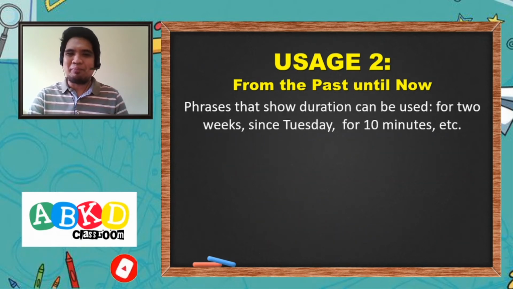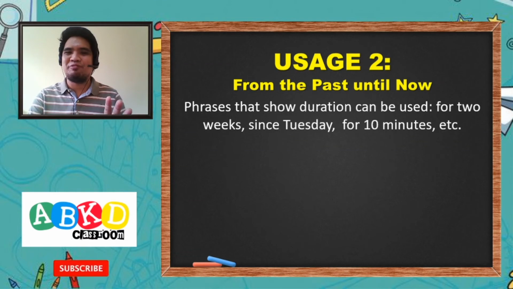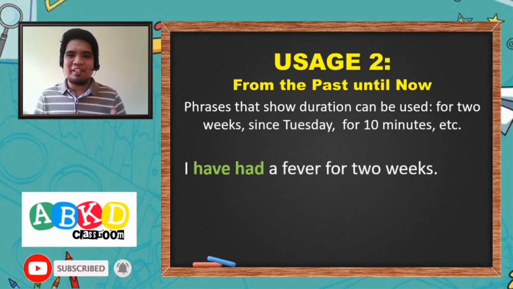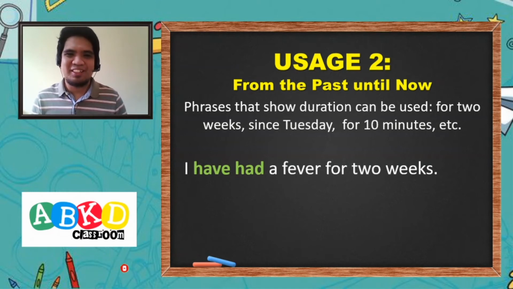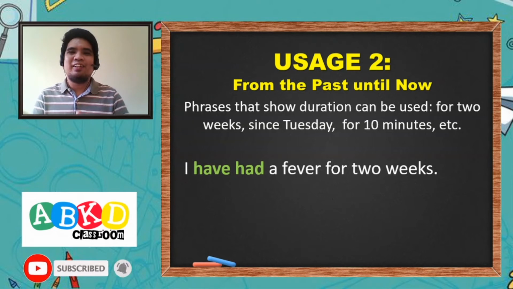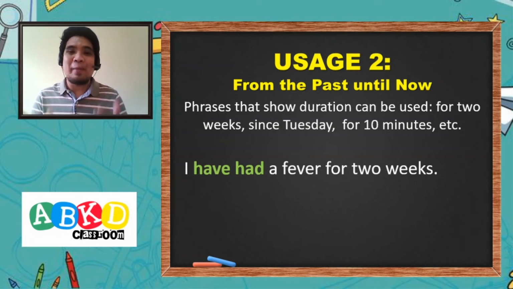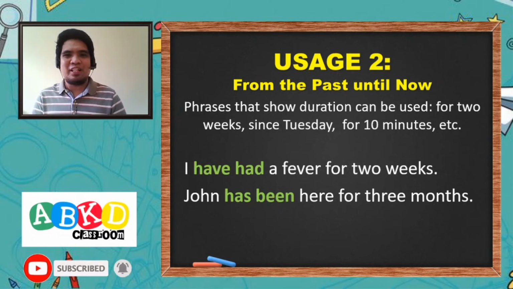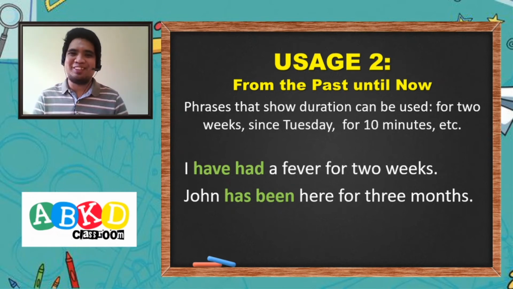For example, phrases that show duration can be used. For 2 weeks, since Tuesday, for 10 minutes. I have had a fever for 2 weeks. So the meaning of the sentence is, mayroon ka pang sakit noon pa man, okay? 2 weeks ago at hanggang ngayon, meron ka pa ring sakit. Second, John has been here for 3 months. 3 months ago, pumunta dito si John at hanggang ngayon, nandito pa rin si John.